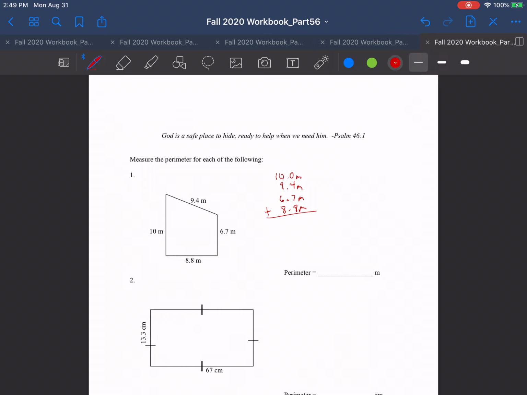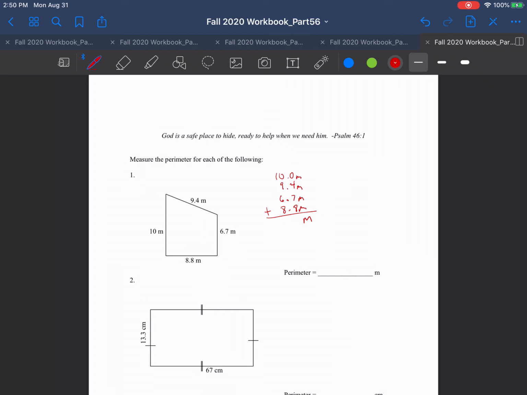So I wrote down all four sides over here, the 10 meter side, the 9.4 meter side, so 10 meters I put right there, and 9.4 right there, and so on and so forth, and 6.7 and 8.8. I wrote them all up there so I could add them, and so I'm just going to go through and add them. First off, they're all meters, so the meters is going to come straight down.